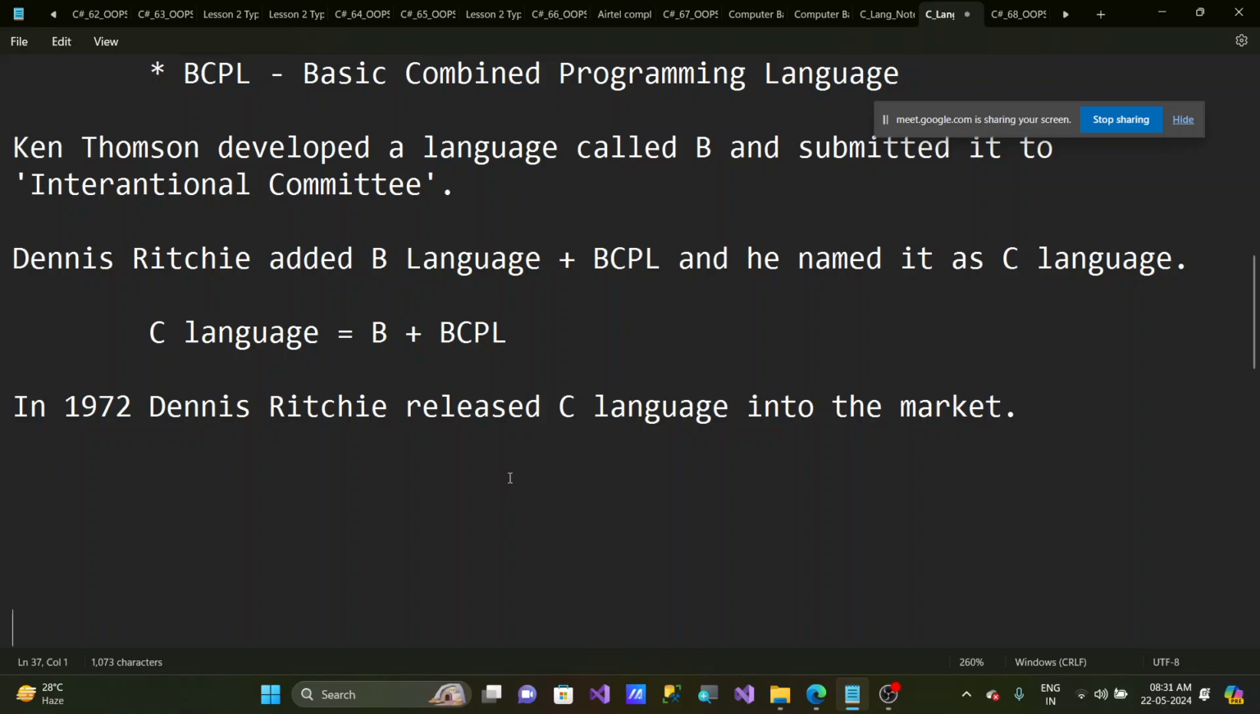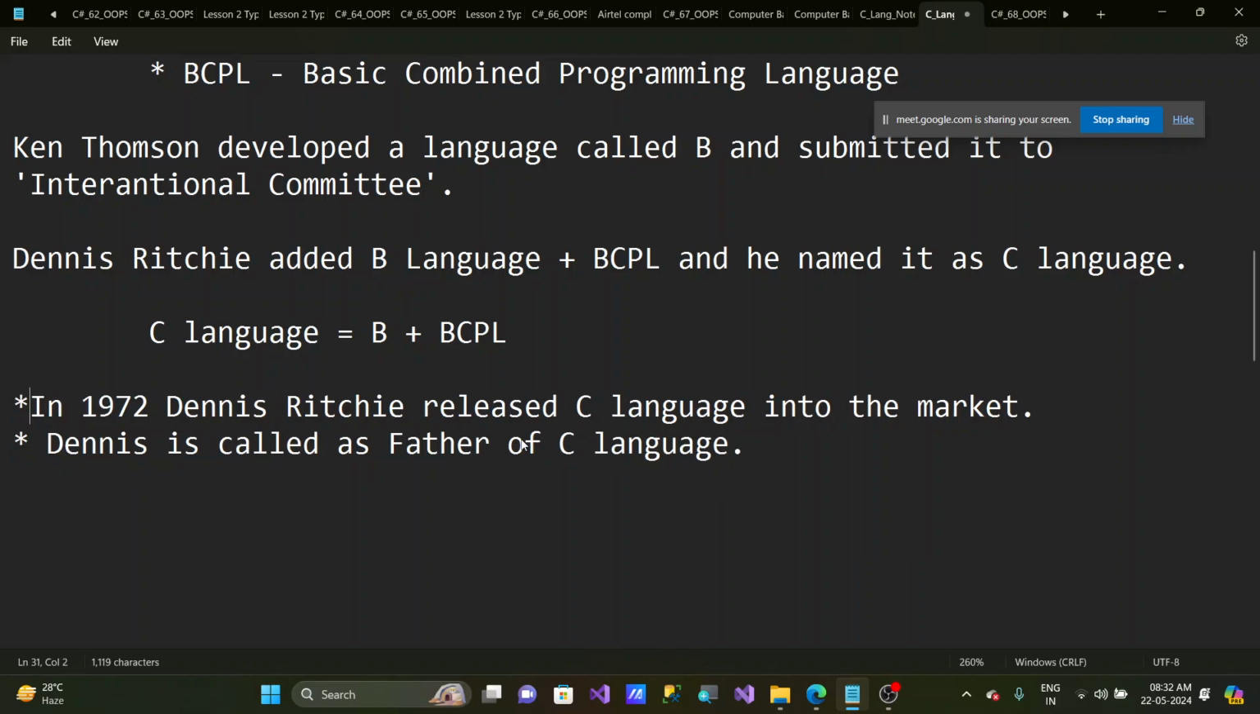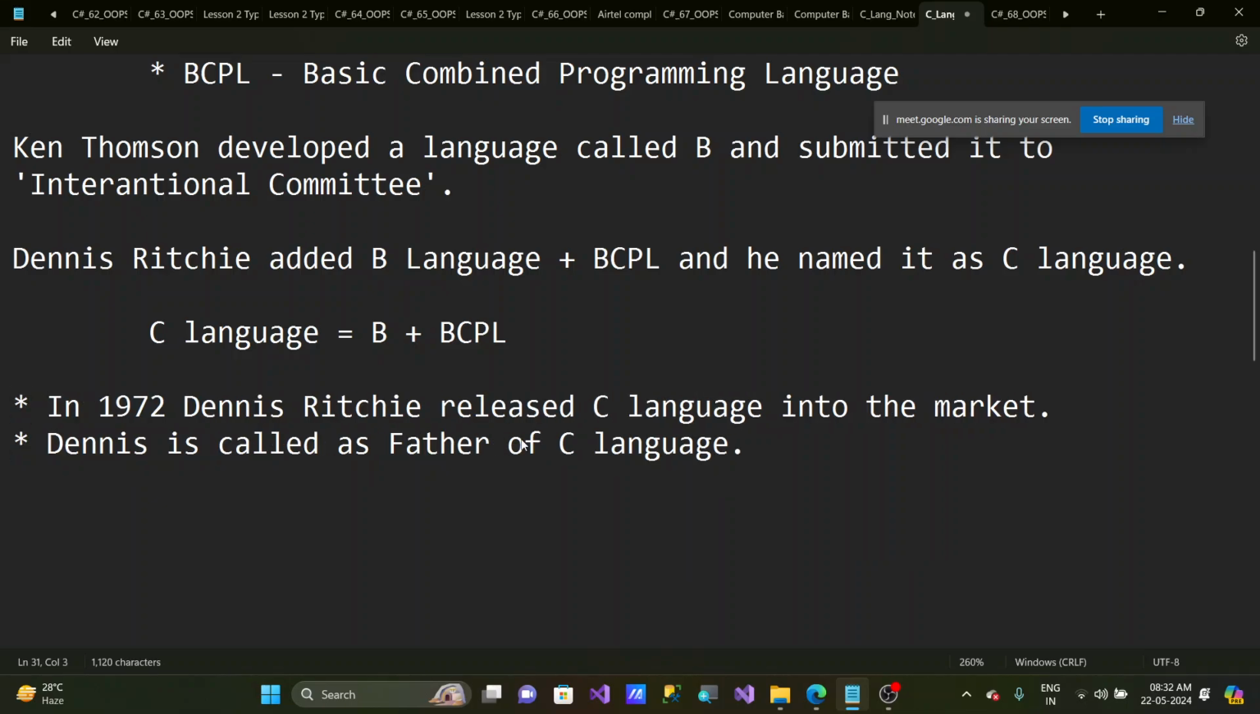So in 1972, C language was released. Dennis Ritchie is called the father of C language. They might ask you in which year C language was released: 1972. Who released it? The father of C language, Dennis Ritchie. These points you need to remember, guys.